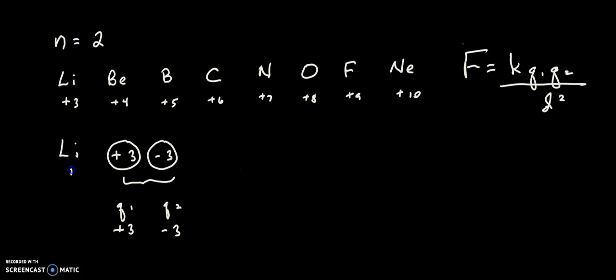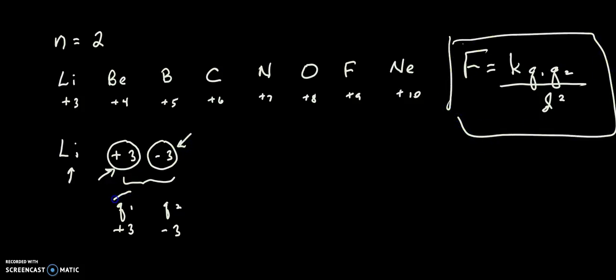Now, focusing on the lithium atom, lithium has a charge of +3 in its nucleus and a total of 3 negative electrons. So using Coulomb's law, Q1 would be +3 for the nucleus, and Q2 would be -3 for the electrons. This would create an attractive force between the nucleus and the outer electrons.